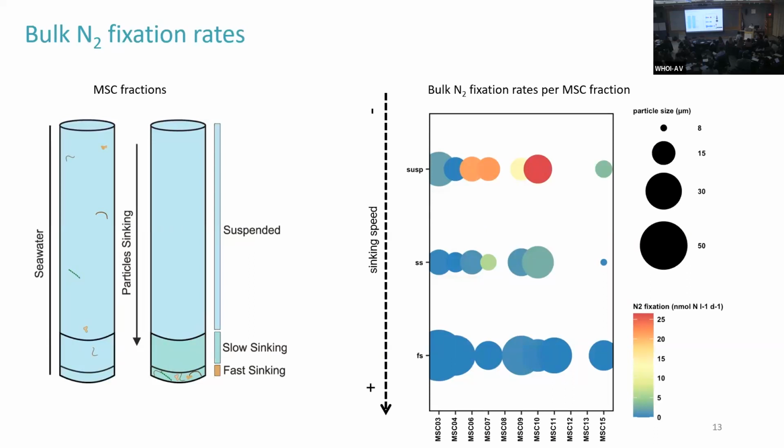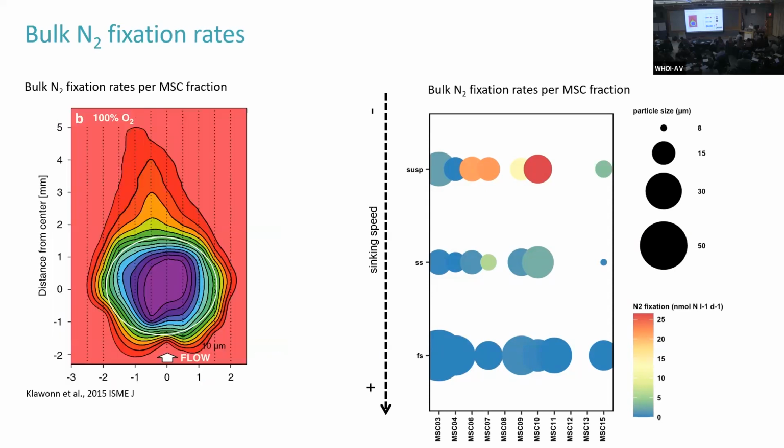What you see here is that the size corresponds to the size of the particle, and the colors correspond to the nitrogen fixation rates. So what you clearly see at first sight is that nitrogen fixation happens in smaller particles, somewhere between 10 and 20 microns. And this was mostly in the suspended fraction, where the smaller particles are.